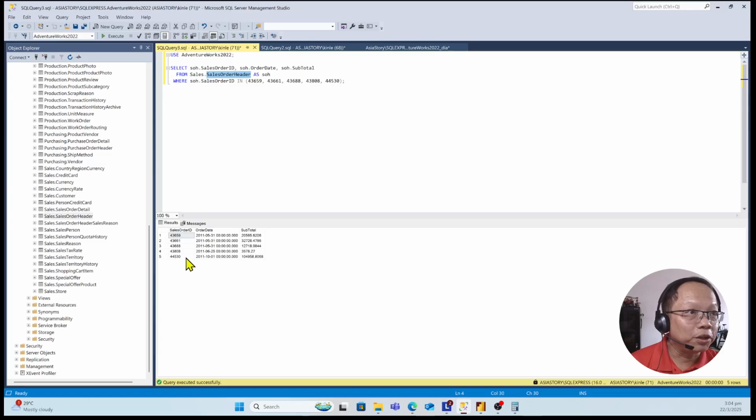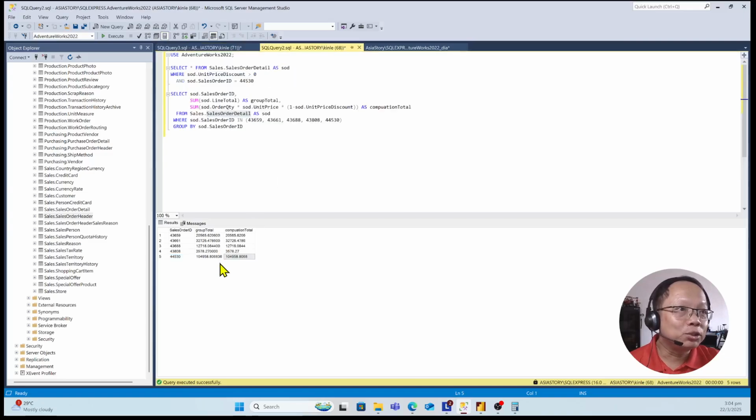So 44530, and I have 104958. Bingo, that's correct. That matches. And these two also match. That means my deduction, my assumption, is correct.